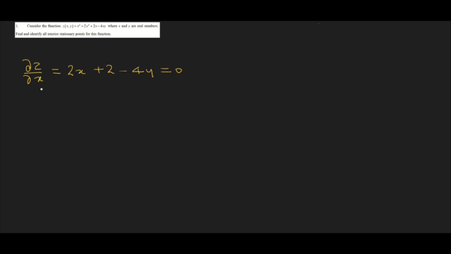So our first partial derivative, dz dx, is 2x plus 2 minus 4y, and we set that equal to 0. Then we take the partial derivative with respect to y, dz dy, that gives us 4y minus 4x, and that is also equal to 0. So we've got to look for a pair of values x and y which satisfy these equations.